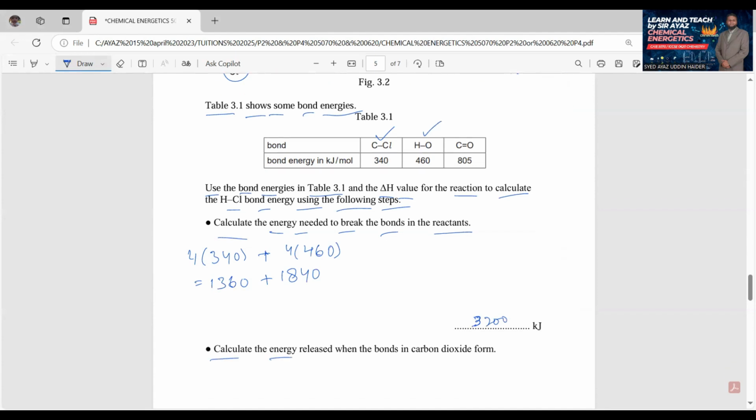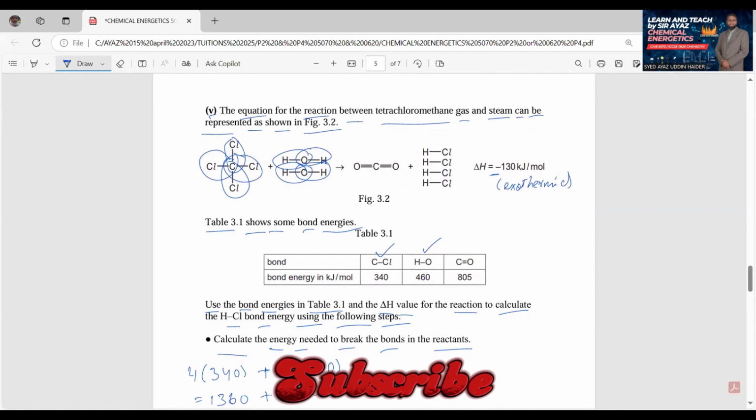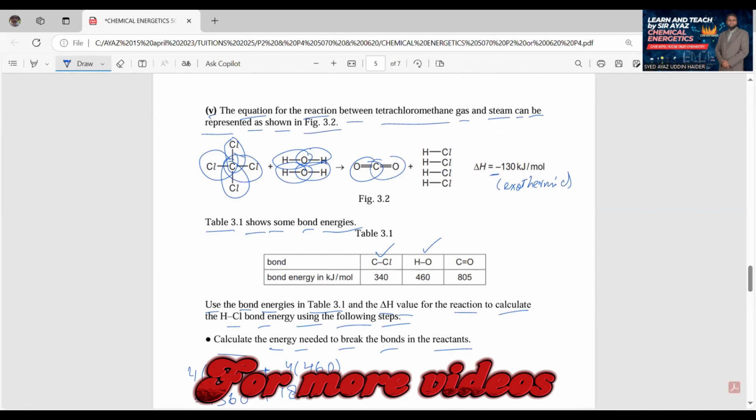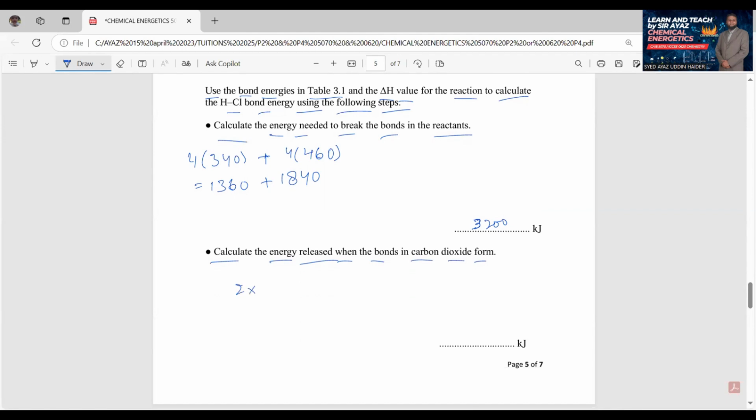Now calculate the energy released when the bonds in carbon dioxide form. So we have how many bonds of C double bond O? We have 1, 2. So you will multiply 2 by 805. 2 multiplied by 805 is 1610. So I will write 1610.